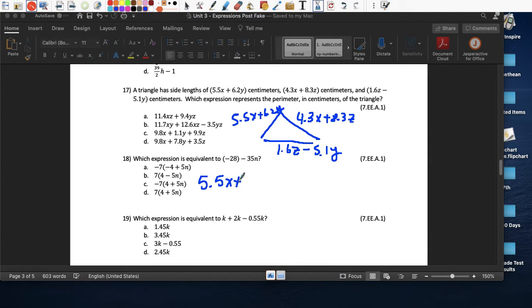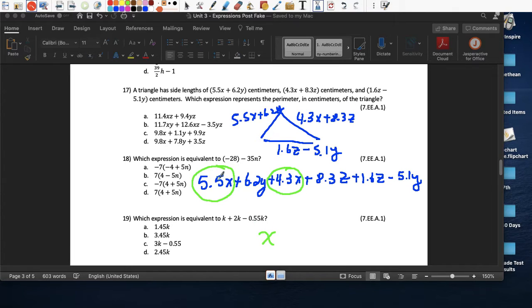5.5x plus 6.2y plus 4.3x plus 8.3z plus 1.6z minus 5.1y. So now you have to combine all the like terms. So all the x's, this is an x, that's an x, that's it. So it's going to be 5.5x, 4.3x, so it's going to be 9.8x.